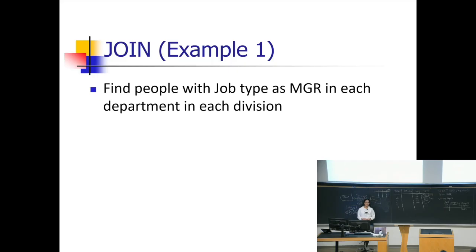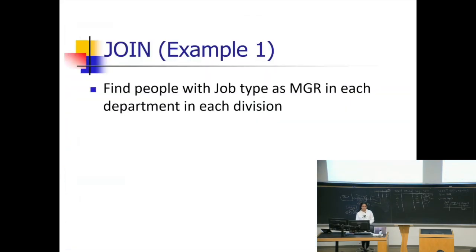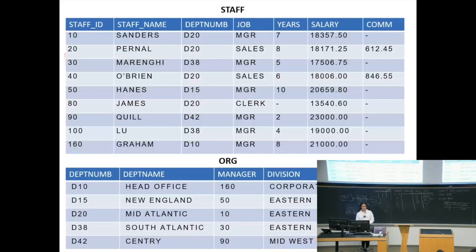How do you do that? First, you want to start with your select part of the statement, right? What do you write in select? Whatever the question tells you or asks. You want to find people or staff with job type as manager, right? So you want to select, for example, the staff name, maybe also job. These are all in the staff table, right? Here, you have staff name, you have job here. But we also want them in each department, in each division. So up to department, we have them here, all in the staff table. But because we also need the division information, we need to join these two tables, right?